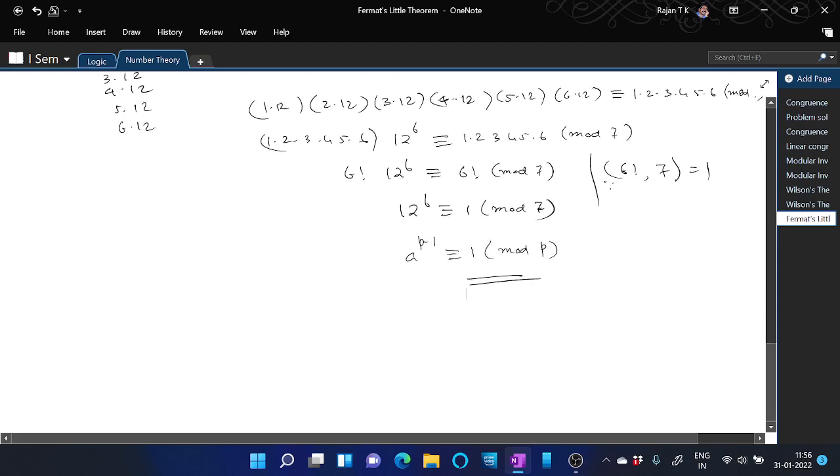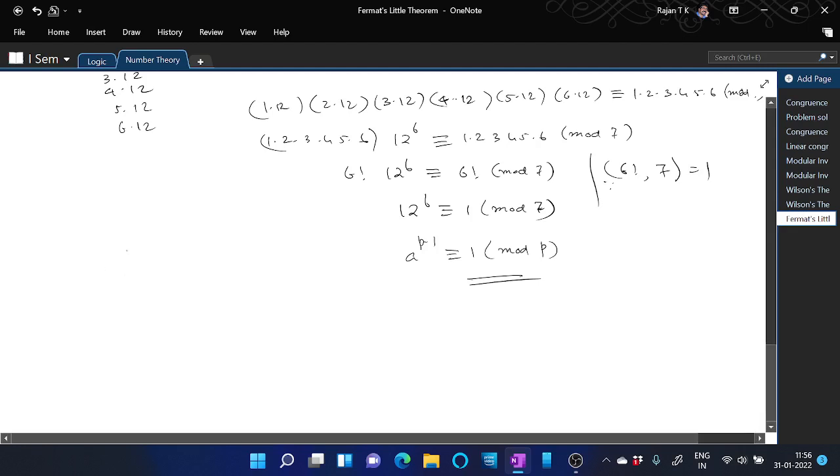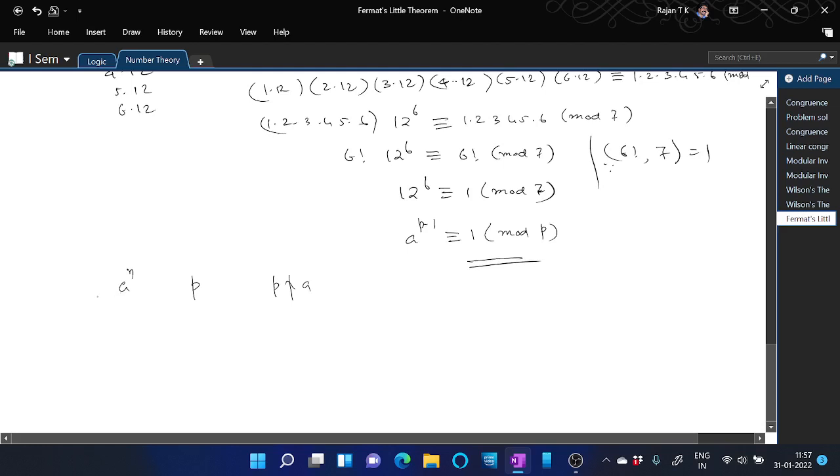Now there are several applications for Fermat's little theorem. One of the uses is to find the remainder when a number of the form A raised to n is divided by a number P, where P does not divide A. In such cases we can use Fermat's little theorem for finding the remainder. So let us take an example of that type.